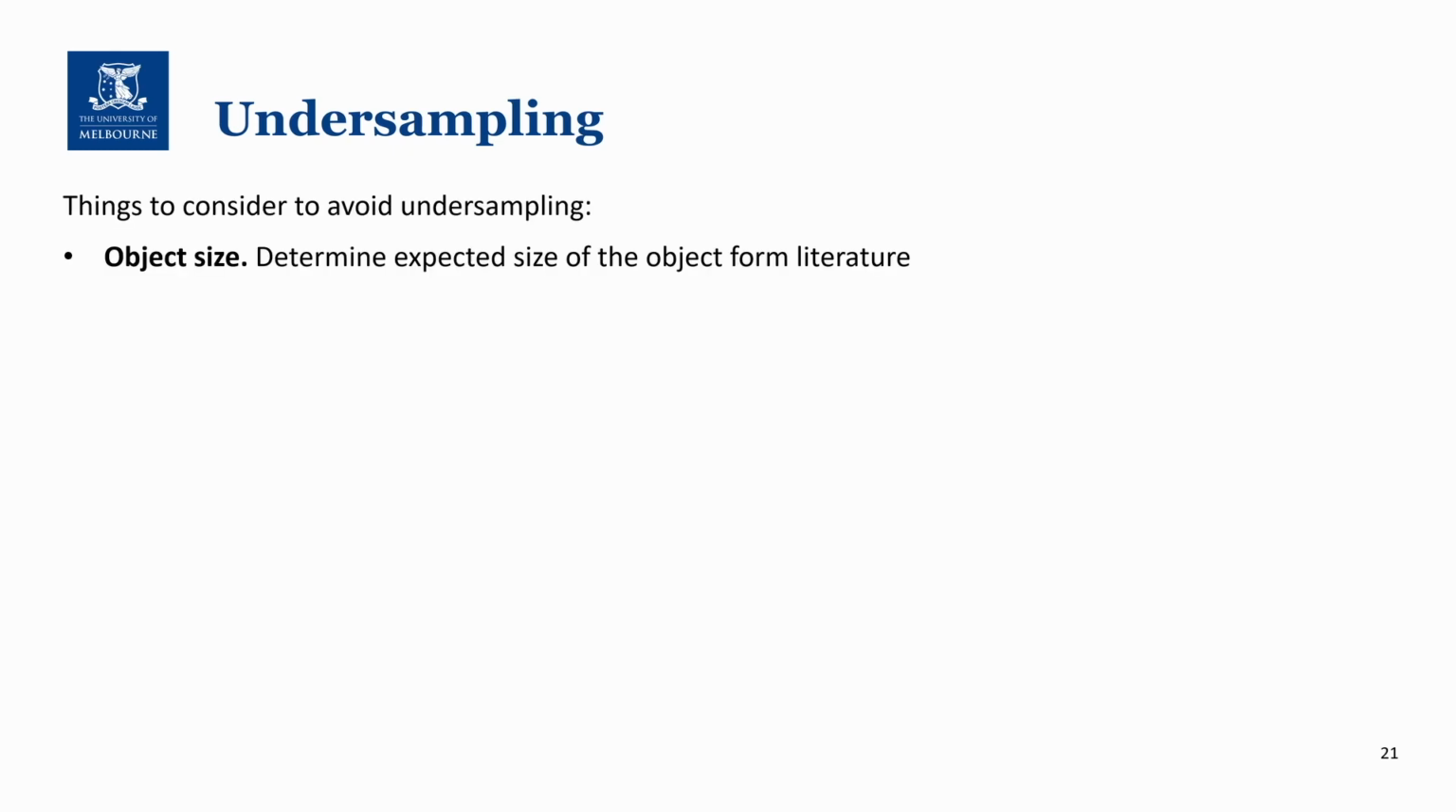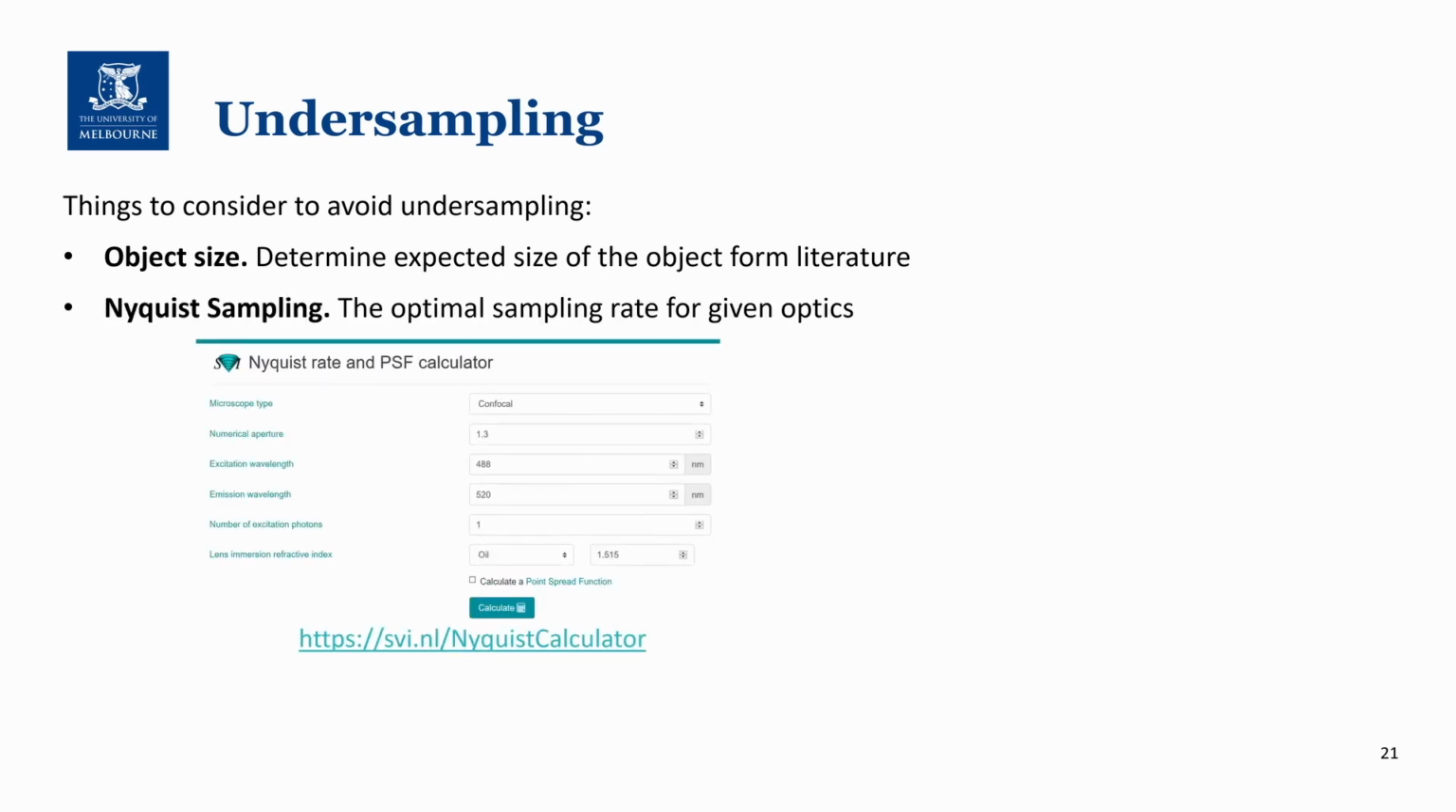First thing you should do is determine the size of the object you wish to image. This can be from the literature or a pilot study. This will inform the minimum sampling rate that you will need for your sample. The Nyquist sampling rate is the ideal sampling density for a given optical configuration. The SVI calculator is a simple and useful tool for calculating this rate before you start your imaging. You can see the optical factors such as microscope type, numerical aperture, and spectral properties that are taken into consideration, and it is especially important if you're going to be doing deconvolution.